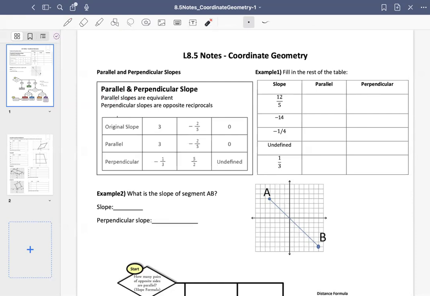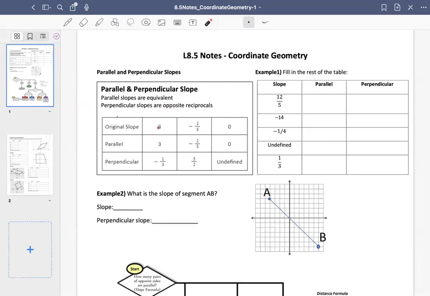So if we're looking at this first box, it tells us that parallel slopes are going to be equivalent. So when we're comparing two slopes, if they're the same number, that's going to tell us they're parallel. If we want perpendicular slopes, we're going to have our numbers be opposite reciprocals of each other. So looking at this table, we're just going to look at some examples.